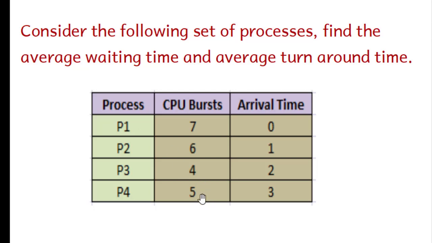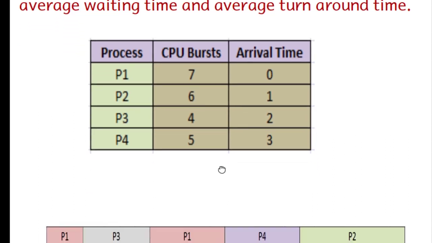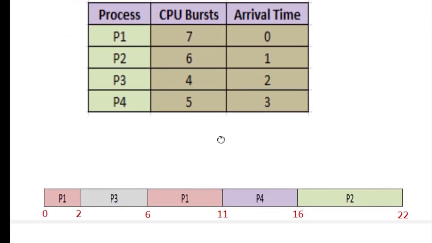So first of all, we'll draw the Gantt chart. Now this is the Gantt chart. Initially, as we can see, process P1 is available at arrival time. It is available when we start the system. So this goes for execution from 0.